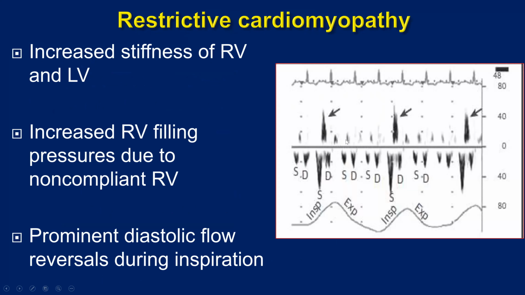In restrictive cardiomyopathy, we have increased stiffness of the RV and LV, increased RV filling pressure due to non-compliant RV, and prominent diastolic flow reversal, but during inspiration. Here, during inspiration.